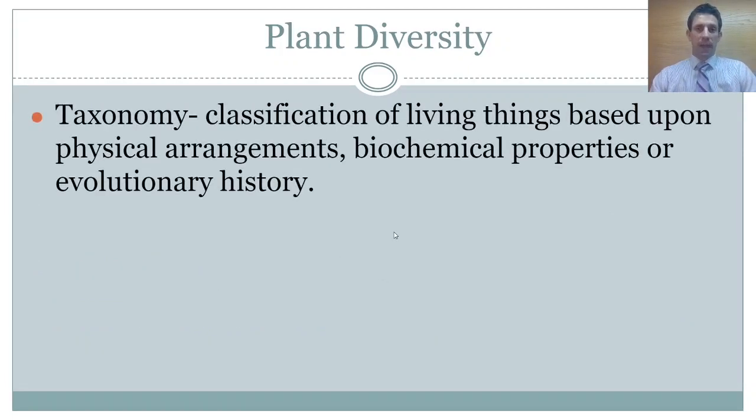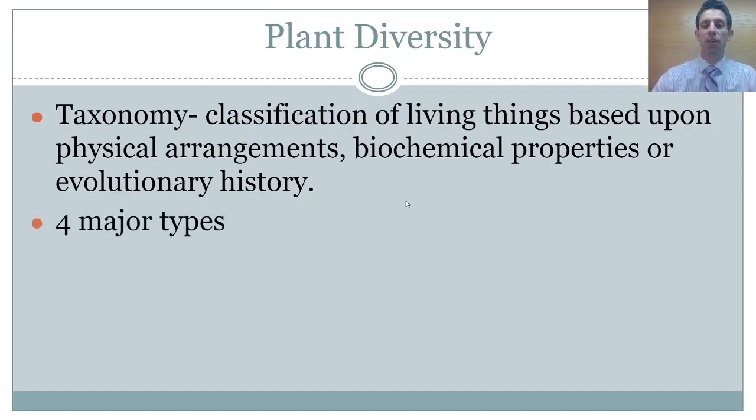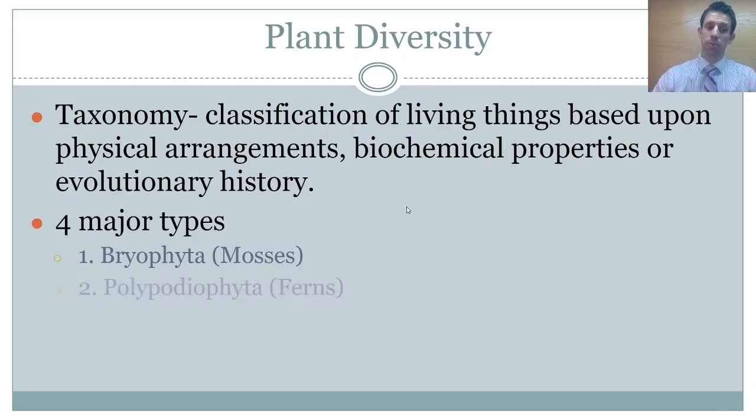When we talk about plant diversity, this is where we categorize plants into different taxonomical groups based upon their features. So taxonomy is just the classification of any living thing. In this case, we're going to specifically focus on plant diversity. And there are 4 major types of plants. The first are mosses or bryophytes. Those are the least complex and the oldest variety of plants.